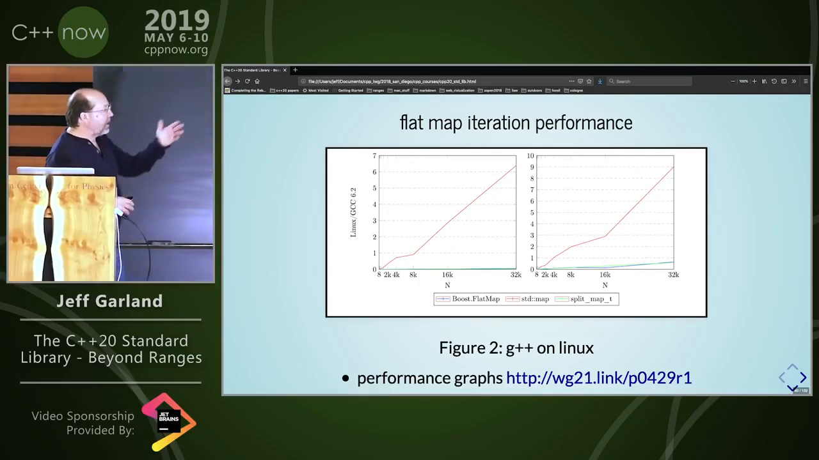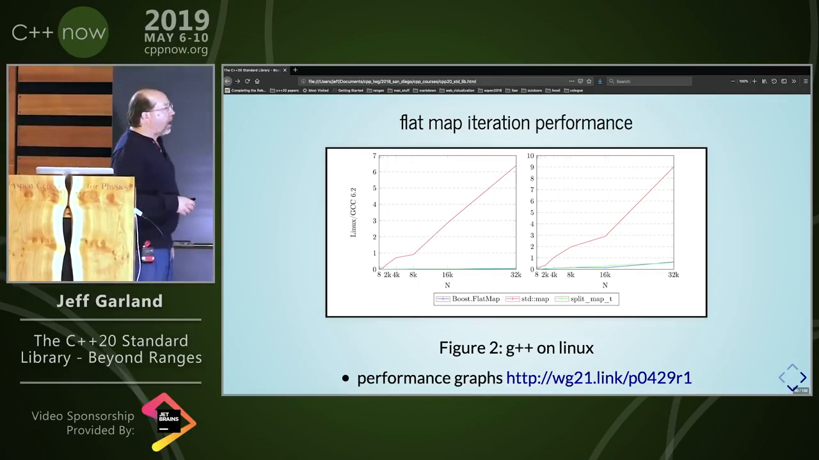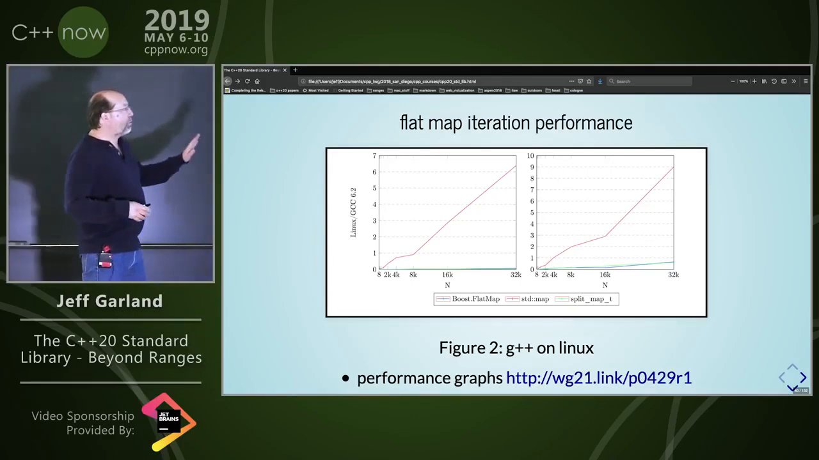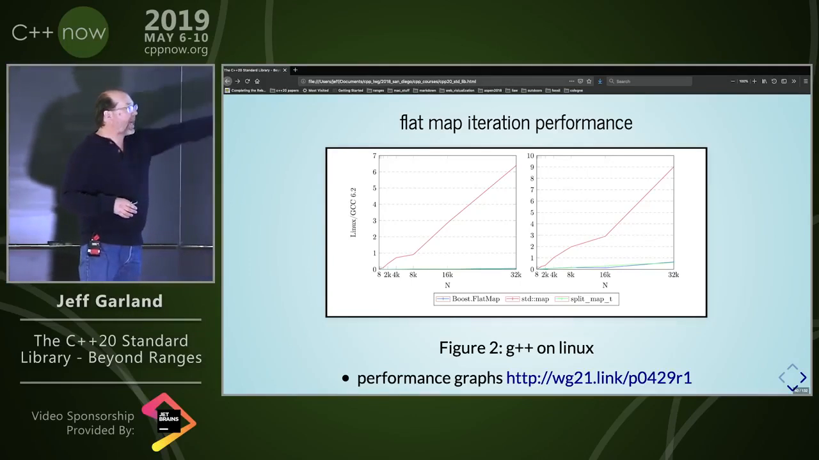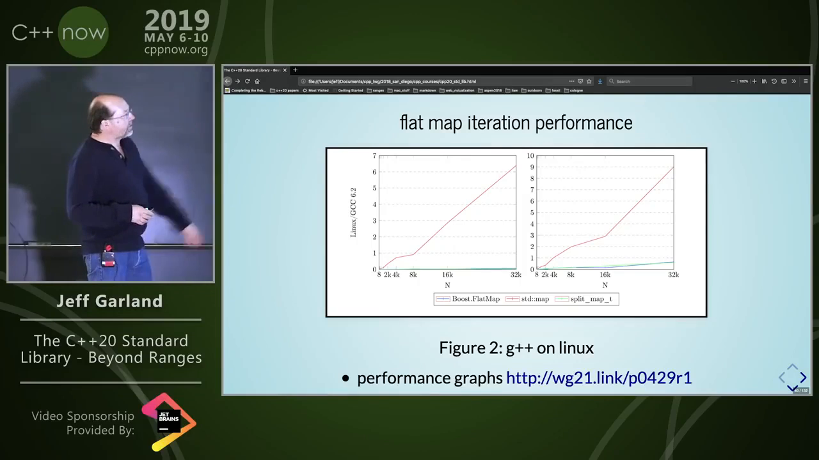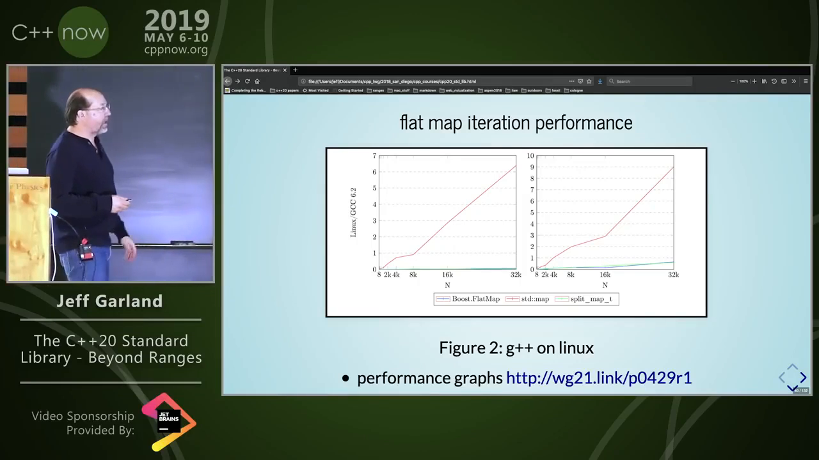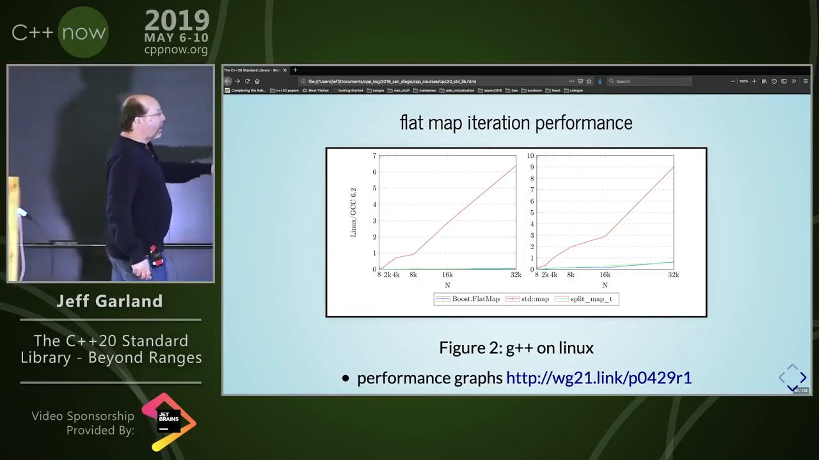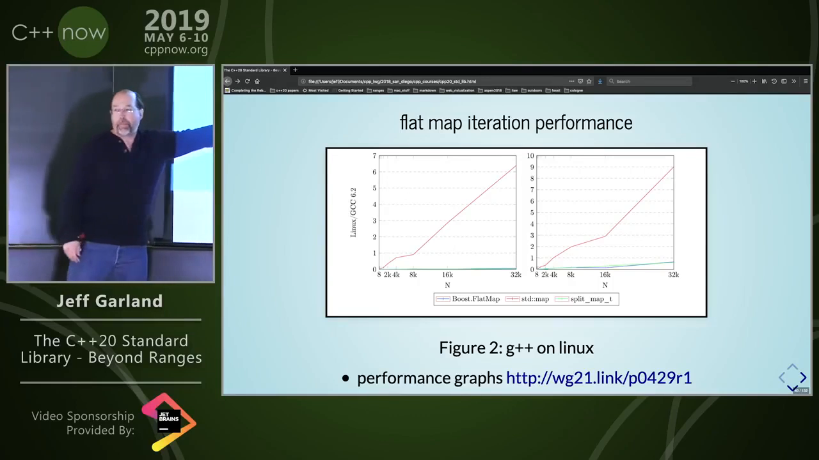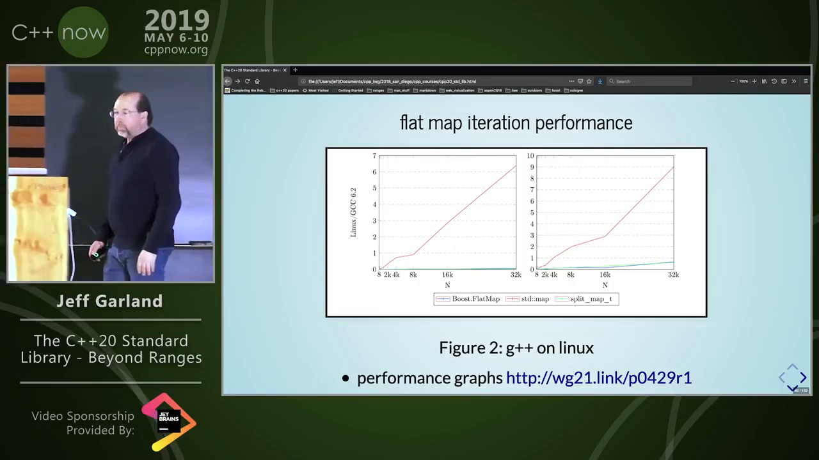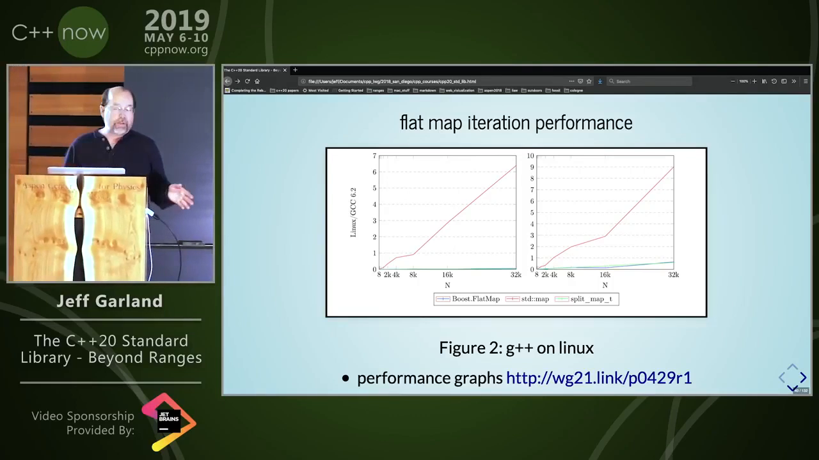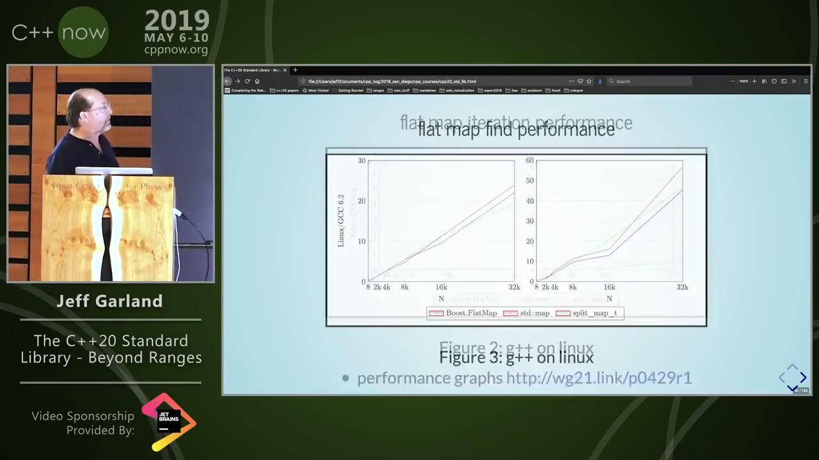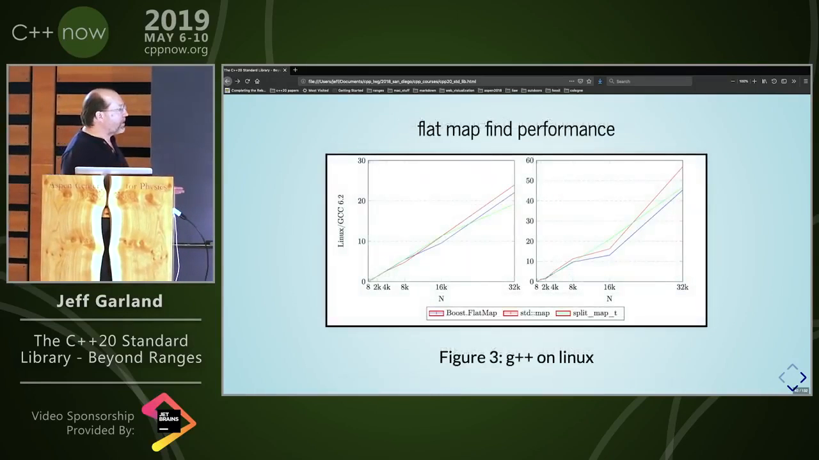And you can see in this case of iteration, this is a huge win. You have a flat line versus a very high slope as the containers get big. By the way, this is on a log scale, so be aware. So this is where these container adapters really shine. The find performance is interesting.